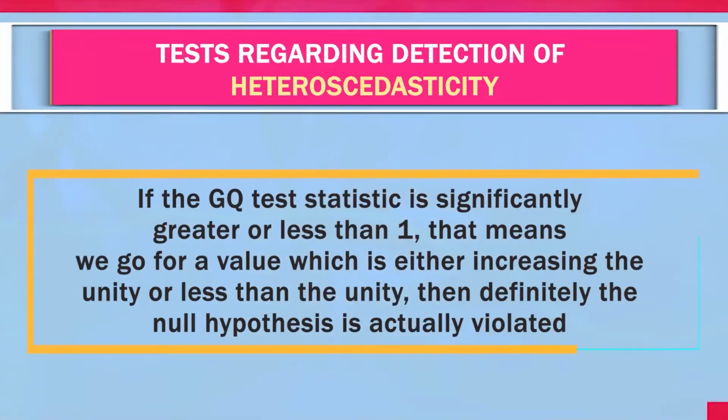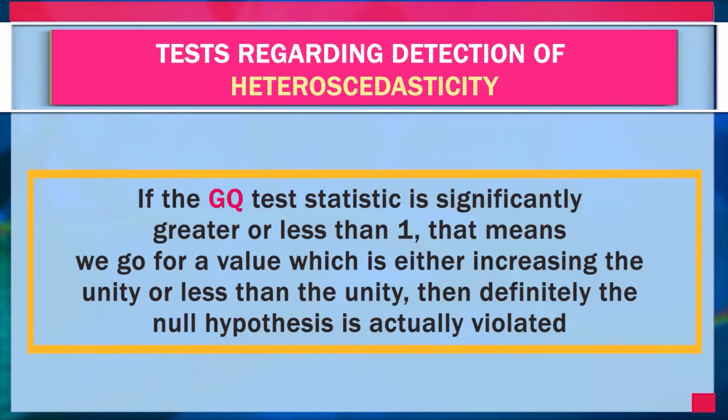So finally, we see that if the GQ test statistic is significantly greater or lesser than 1, that means we go for a value which is either increasing the unity or less than the unity, then definitely the null hypothesis is actually violated, and we have the evidence of heteroscedasticity problem.